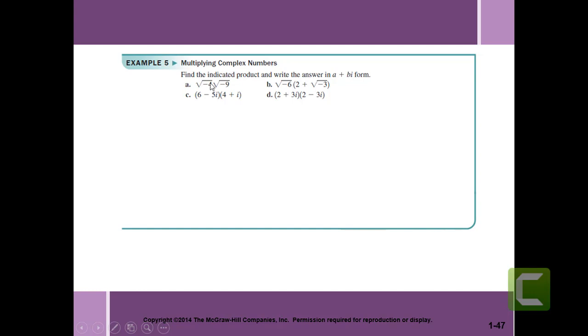So the easiest way to do this is we're going to make this into what? -1 times 4, and this will be -1 times 9. And then we could split this up into two radicals for this one, two radicals for this one. And what we're going to get is the square root of -1 times the square root of 4 times the square root of -1 times the square root of 9. Well, the square root of 4 is 2, and the square root of 9 is 3.